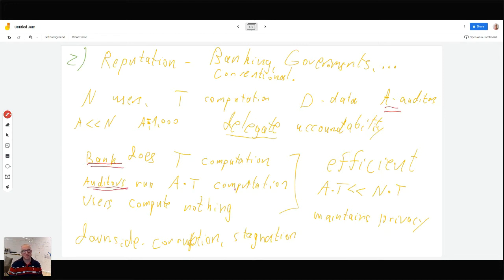So, I want to be the bank. How do I become the bank? Or I want to be an auditor. How do I become an auditor? And then because the bank and the auditors are entrusted with a lot of financial value and other things, what if they collude to violate computational integrity?